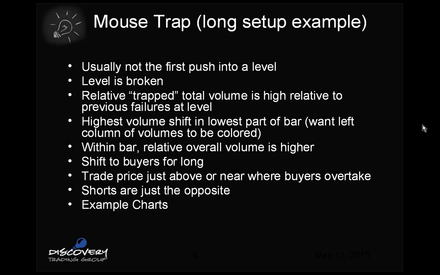The second component is that we want to see the highest volume in the bar shift to the lowest part of the bar. At least for a long setup. For a short setup, it would be just the opposite. So what we're looking for is the volume to shift to the lower part of the bar, and then obviously, in this case, the left side of the footprint is going to be colored, and we're going to watch it get redder and redder and redder. That's the relative volume coming in, and we want to see that the overall volume within the whole bar at that price is higher, not just on the bid side, but the whole bar.